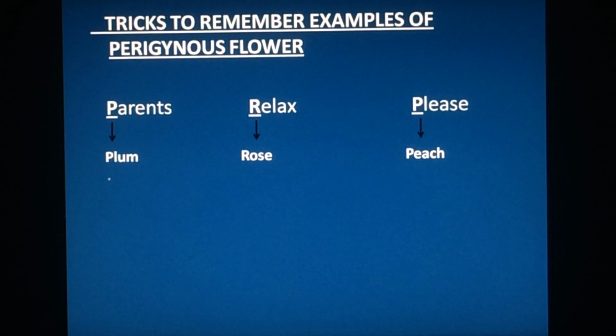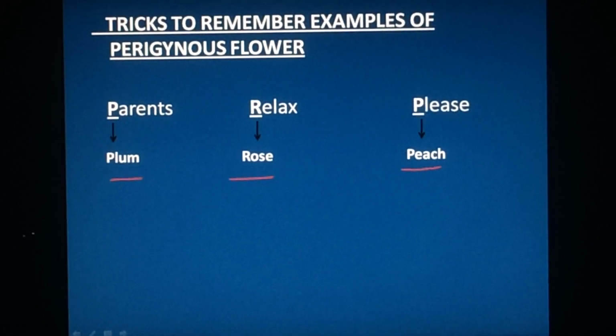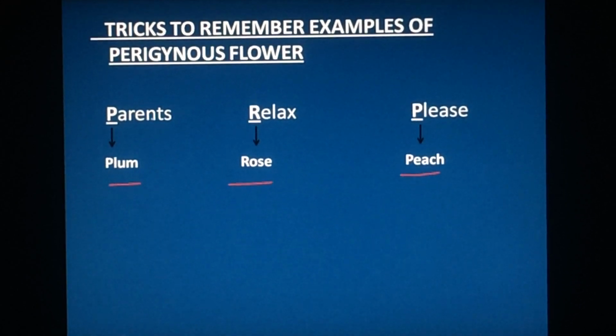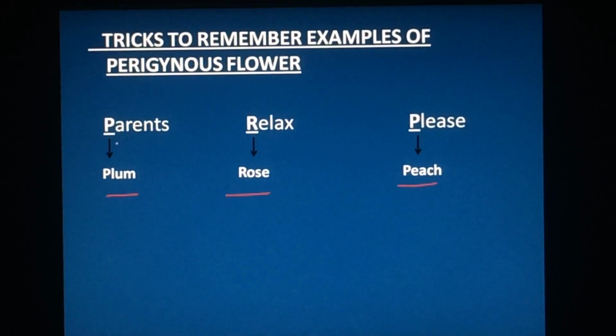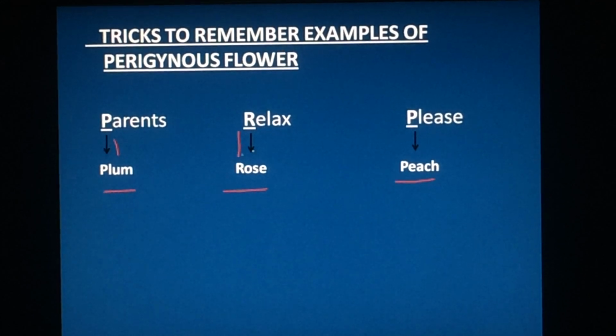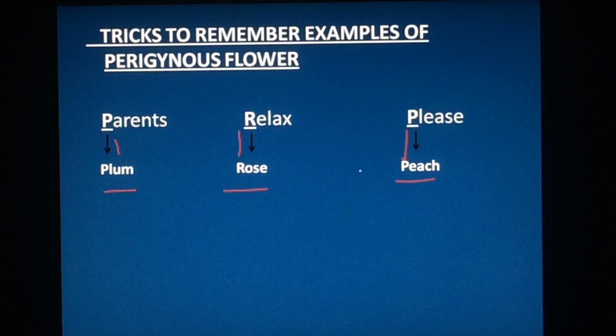Which are the examples? Plum, rose, peach. How to remember? What is the trick? Parents, relax, please. Parents, P, plum, relax, rose, P, peach. Plum, rose, peach. Parents, relax, please.